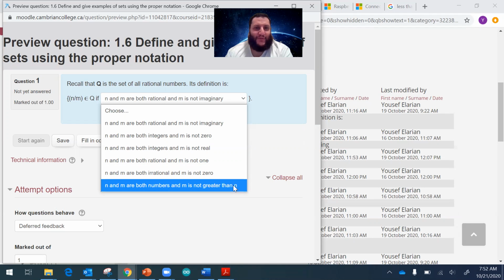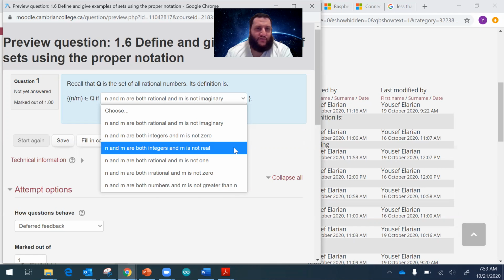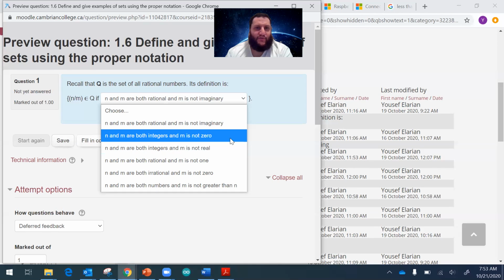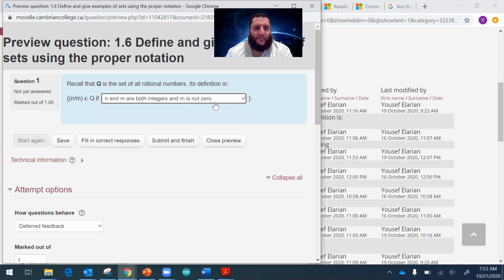If that was M is not greater than N, so M is smaller than, it's the definition of an improper fraction, which we don't want to have right now. We just have to have this one: N and M are both integers and M is not 0. And we have it in the book. We have it also in the slides. Okay. So this is the correct answer.